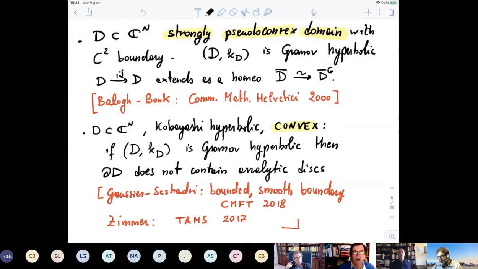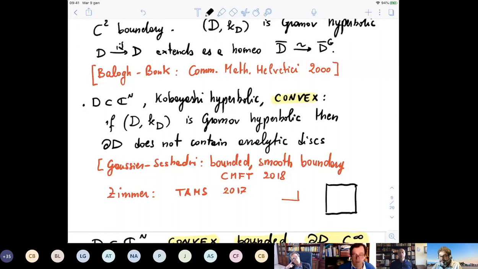What is basically the idea? I'm not giving any proof of this, but consider the bidisk. Okay, the bidisk is convex and it has a disk on the boundary, and it's not Gromov hyperbolic. So what happens is that if you keep two sequences going in this direction, then here the distance is finite, although they go to different points on the boundary. And so out of here, you can eventually create a triangle, which is going to be a geodesic triangle, which does not satisfy the Gromov thinness condition.